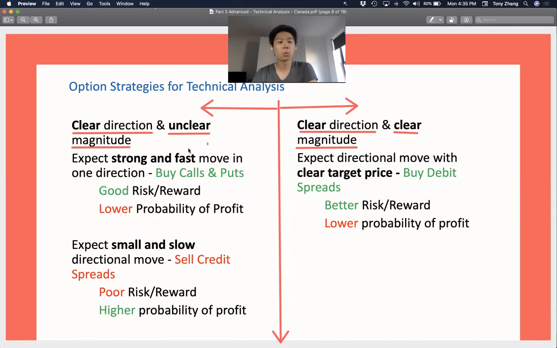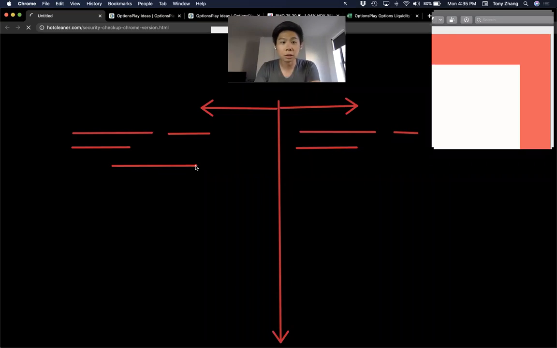So when you have a clear direction, but you're not exactly sure as far as how far it's going to go, but you're pretty sure it's going to be a quick and fast move. So maybe this is a momentum stock.